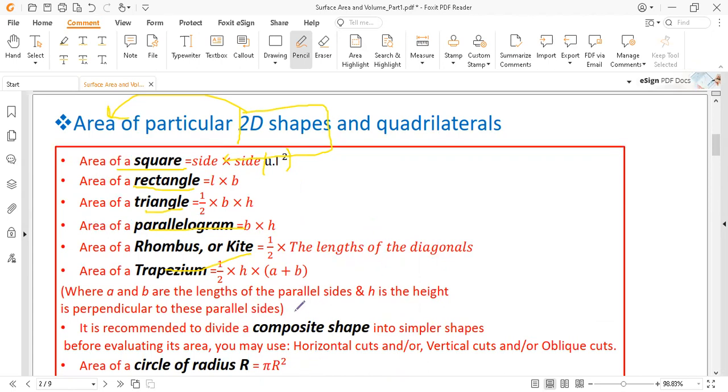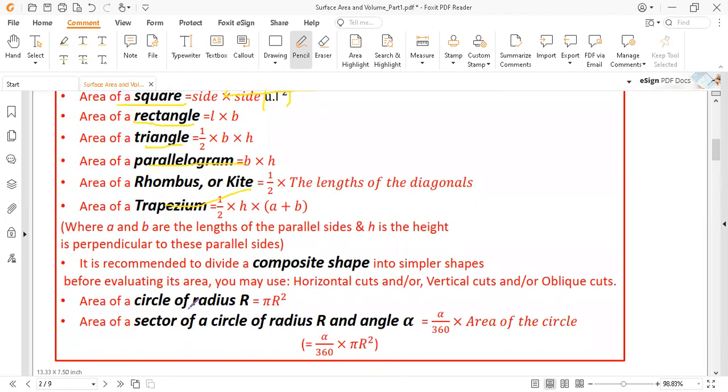It is very recommended to divide the composite shape into simpler shapes, okay, before evaluating its area. Why? How? Using horizontal cuts or vertical cuts or oblique cuts, okay? So we decompose and divide each composite shape to find parts that are similar to particular 2D shapes, like square, rectangle, rhombus, trapezoid, and so on.